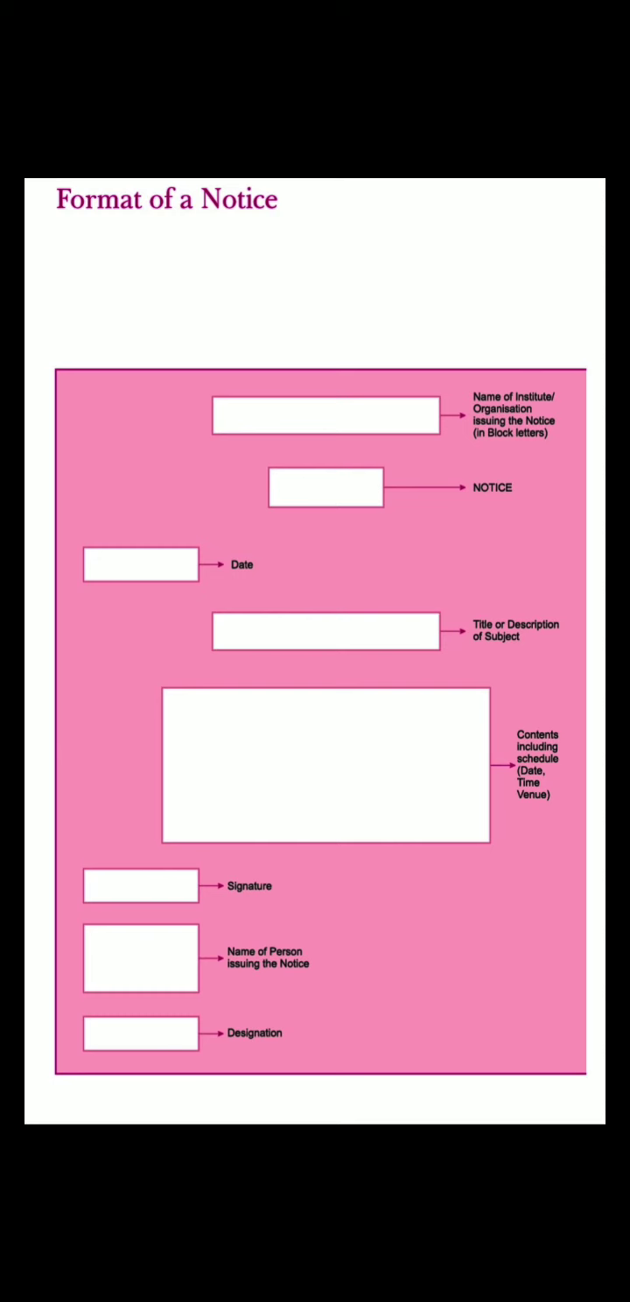Next is signature of the person who is issuing the notice. Below that, name of the person issuing the notice, and the last one is designation of the person issuing the notice. Let us see some value points while writing notice.